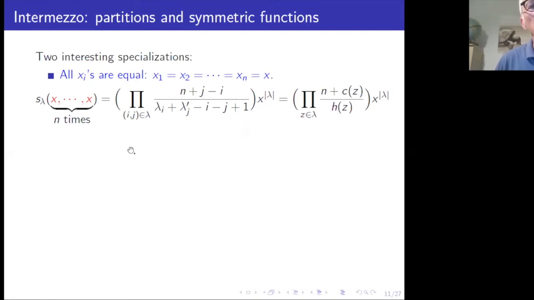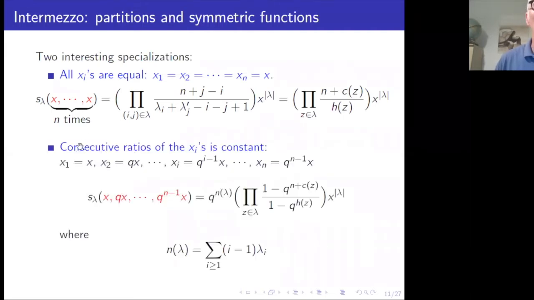And another interesting specialization of your Schur function is when the consecutive ratios of these variables are constant. So when they take the form x, qx, q squared x, and so on. Also in this case, your Schur polynomial becomes just a monomial, x to the power of the weight of the partition. And what is written here is essentially the q-analogue of the number that appeared before, because of course, if you take the limit q equals 1, you get back to the previous specialization. And there's still a q factor in front. Okay, so these are the things that I will need.